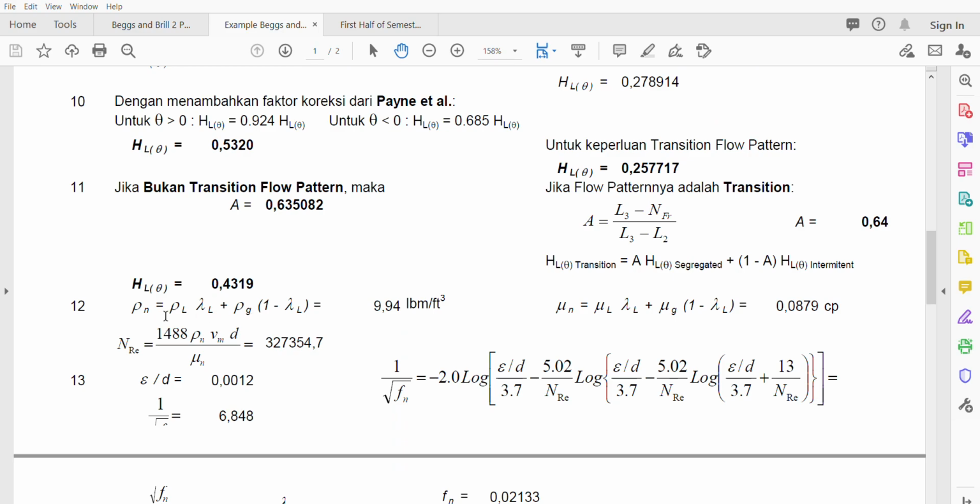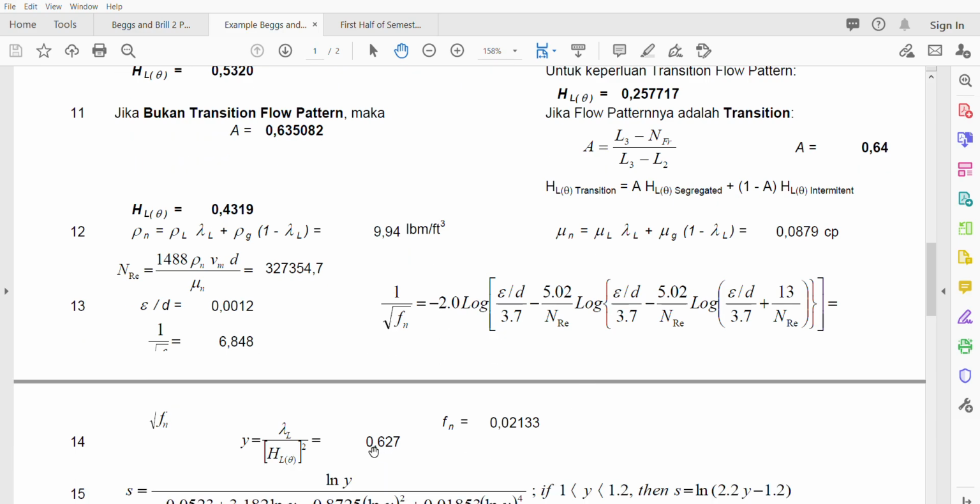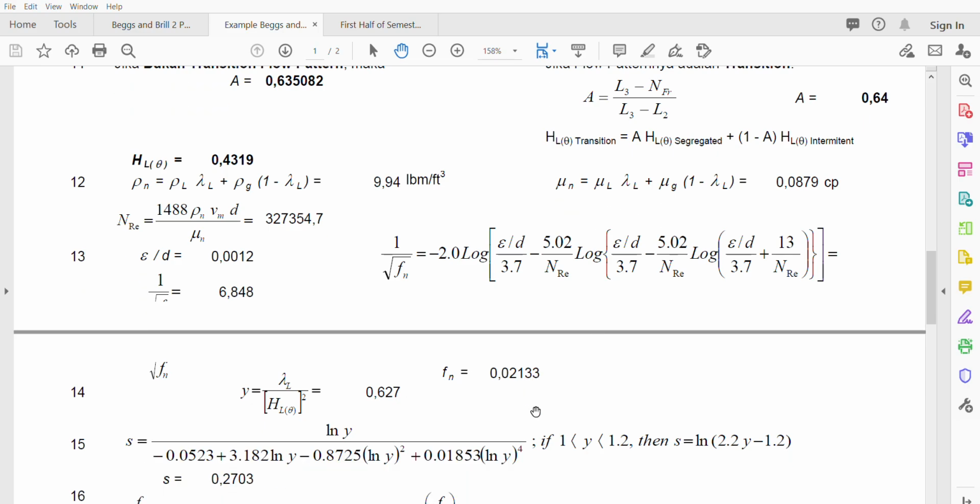So this one combines everything, and then using this equation it becomes this number, and we continue with the density, no slip density and no slip viscosity. So you end up with the Reynolds number, and then you have the friction factor. The friction factor is 0.02133. So remember, the friction factor usually is 0.0 something. If you find 0.6 something, it's not right. So make sure that you understand this one.